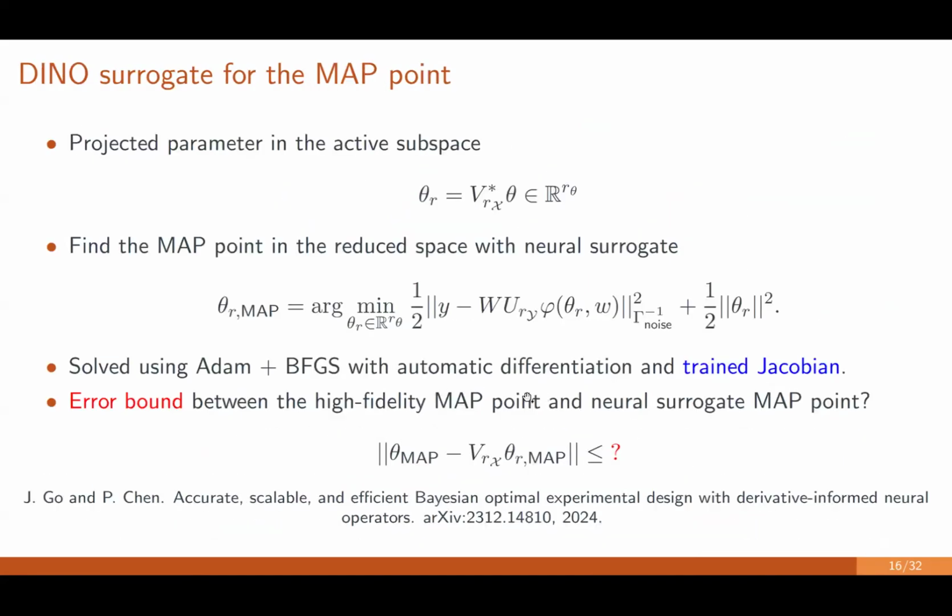So now, once we solve this MAP point in the reduced space, we can reconstruct it in the full space. Like here, in the active subspace, we have the basis. We can lift it to the original dimensions. But now, we care about the error committed, like the MAP point and the approximated MAP point computed by the neural network, right? So what's this error? How can we bound it?